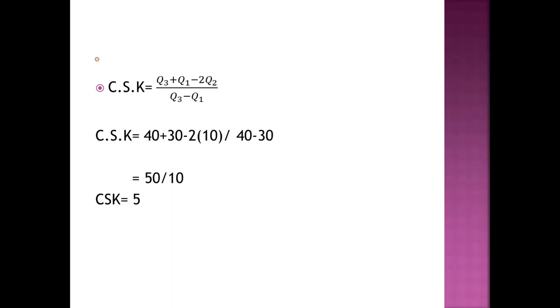Here, this is the formula. We can see that Q3 plus Q1, that is 40 plus 30, minus 2 into 10, divided by 40 minus 30. So it will be 50 divided by 10. So the answer was 5.